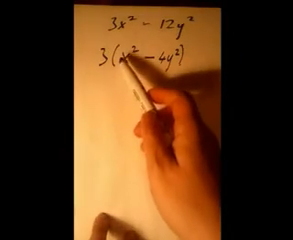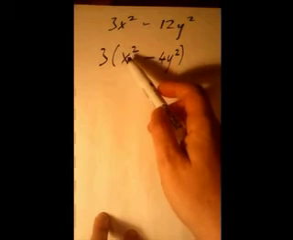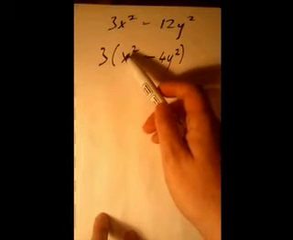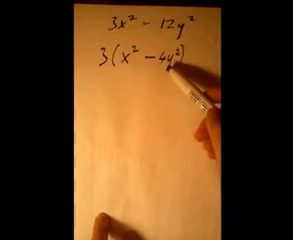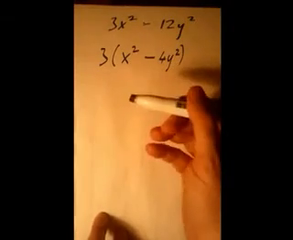So now if you notice, within the brackets we have something a little bit more familiar. This looks very like a difference of two squares. All we need to do is change the 4 here to a 2 and put brackets around the 2y. So we're just going to do that now.